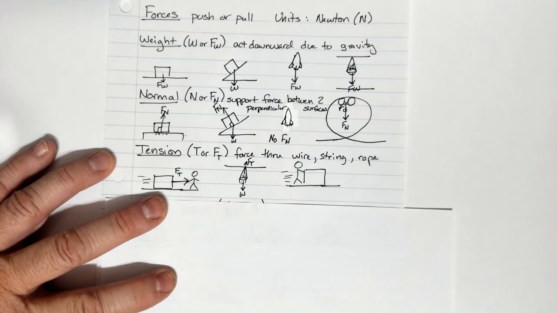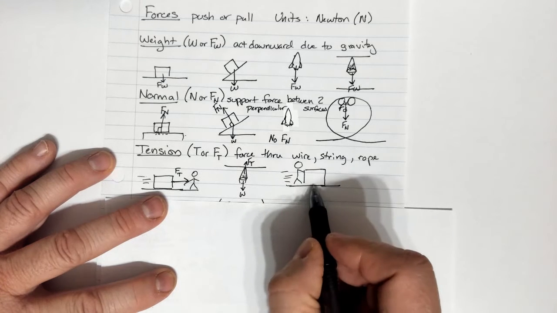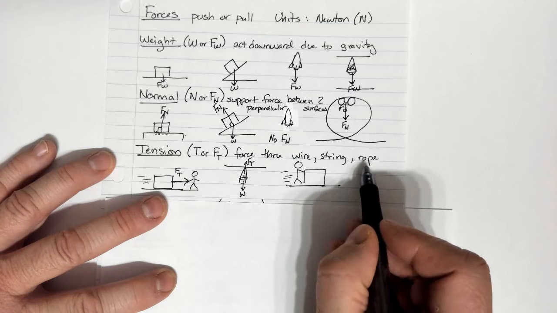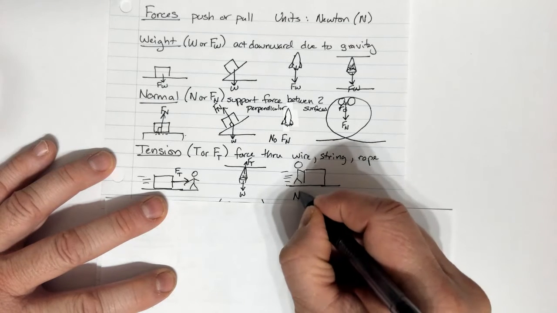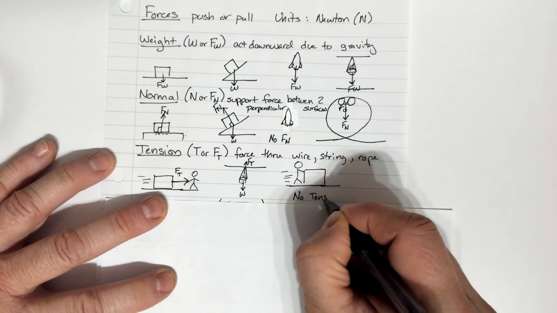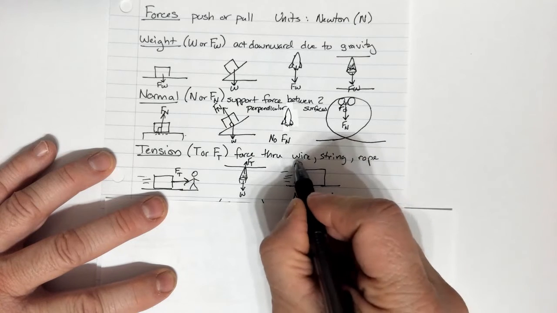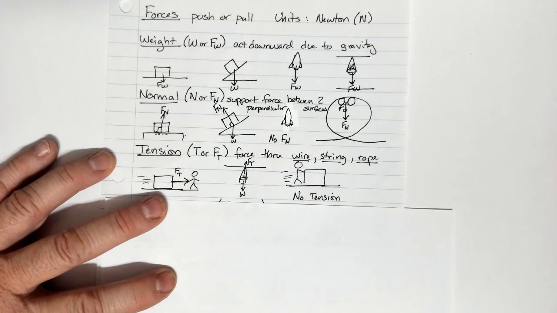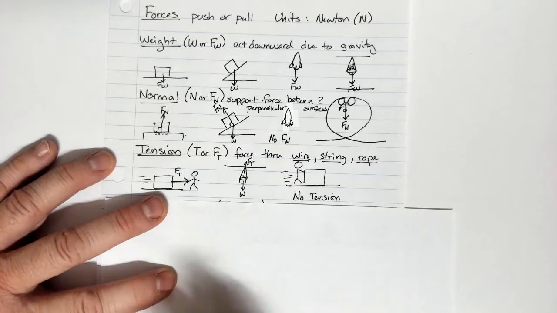Okay? Well, here we have a person pushing a box. Is there tension? No. If there is no wire, no string, or rope of any type, there is no tension. Okay? So remember, these are the key ideas: a rope, a string, and a wire. If there is nothing like that in the picture, then there's going to be no tension. So I want you to understand that.